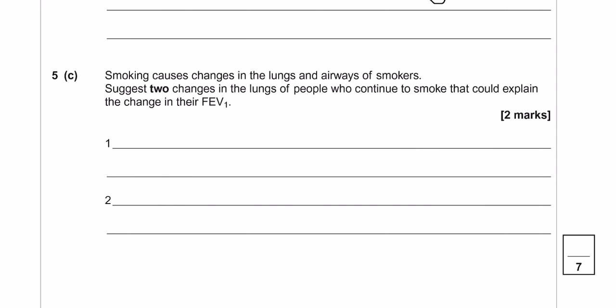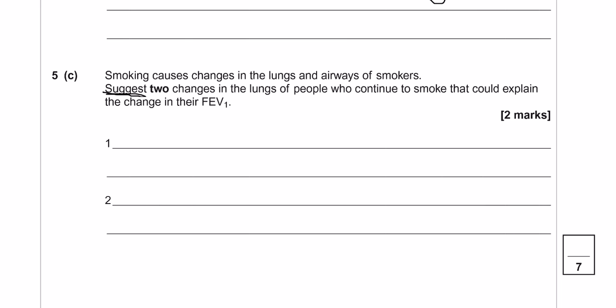And question 4c, it says smoking causes changes in the lung and airway of smokers, and it says suggest. I love that word suggest, because there's lots of different answers for this. It only wants 2 changes in the lungs of people who continue to smoke. Types of answers that are acceptable are things like airways are narrowed or blocked.